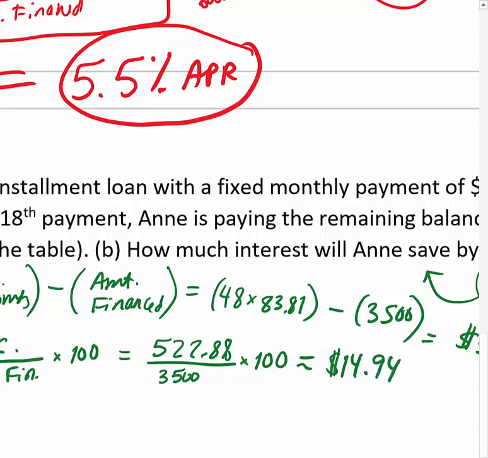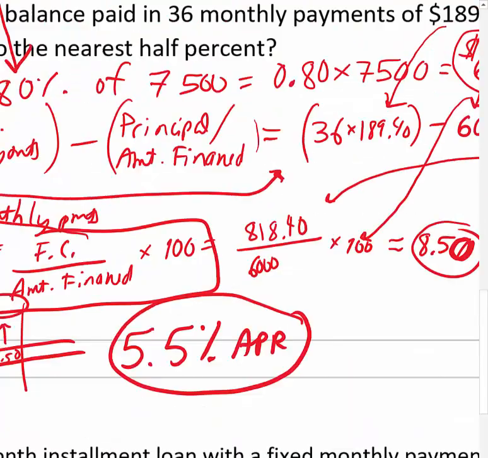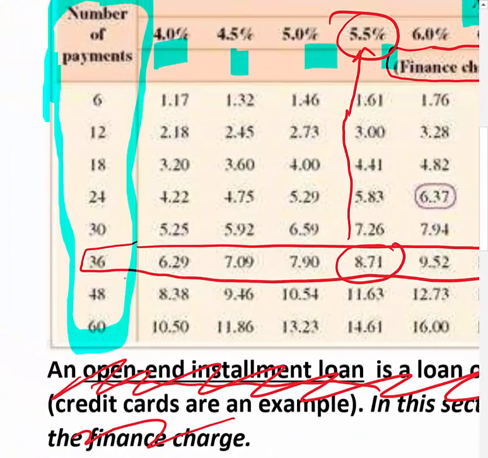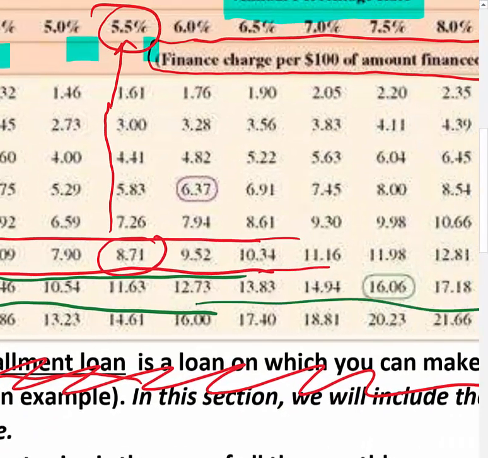That's the one I'm going to look up in the table. I'm going to look in the row that corresponds to 48 monthly payments, so I should see 48 on the left. Then hopefully I'll see either this value exactly, $14.94, or something close to it, and match it up to the APR at the top. Which value here is closest to $14.94? That's exactly right, this one right here.